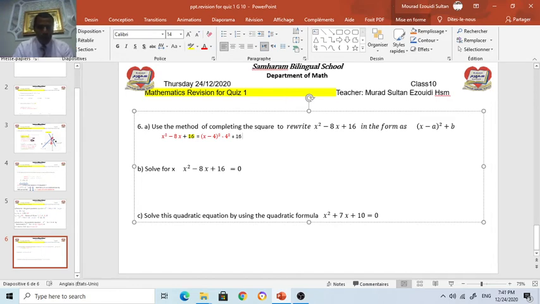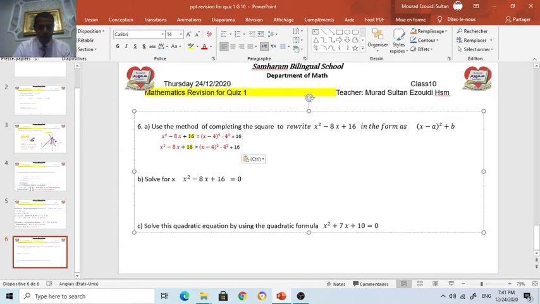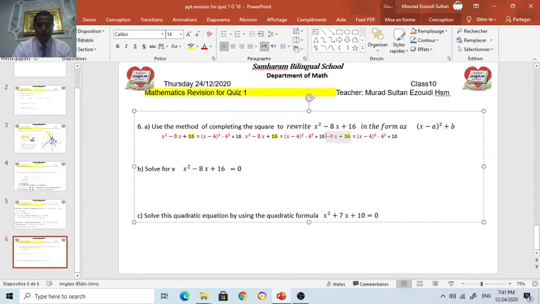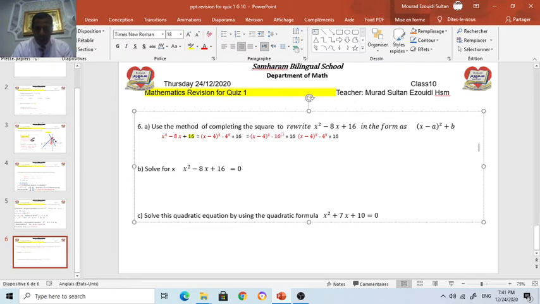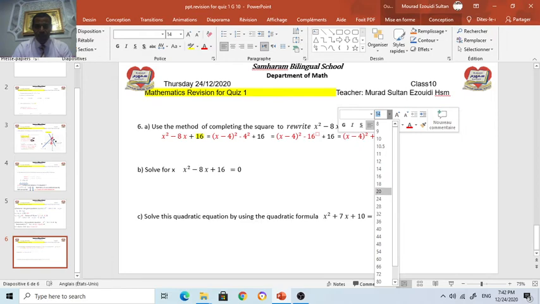Then I will continue. So this one should be equal to what, my learners? It will be equal to negative 4 squared, which is negative 16. Then plus 16. Negative 16 plus 16 is 0. So we have x minus 4 all squared plus 0.